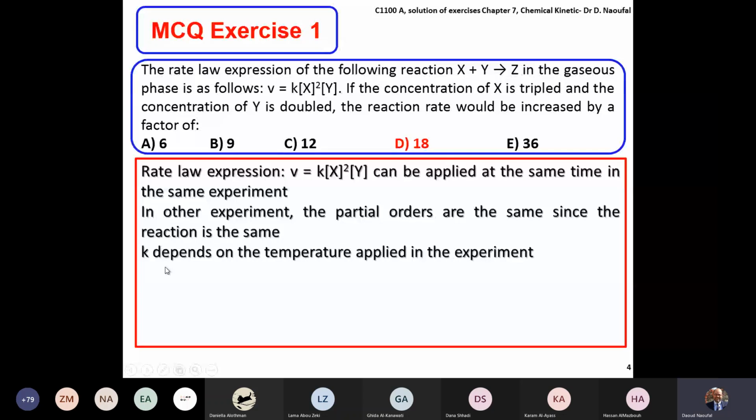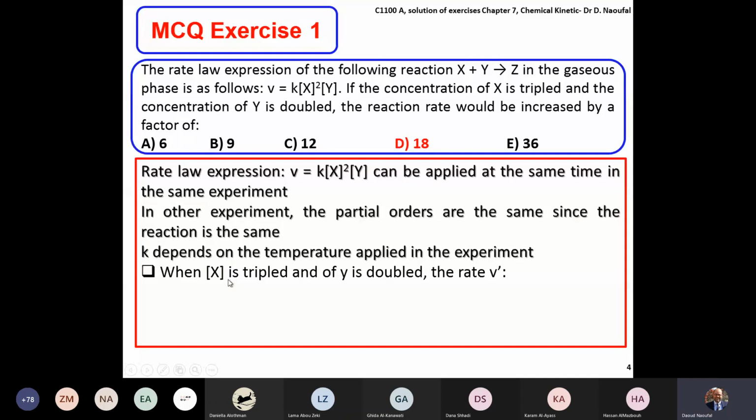Okay, I explain. I did not answer the question till now. I explain what the rate law expression is. K depends on the temperature applied in the same experiment. And since in the same experiment, for the same reaction, when the reaction starts we cannot change the temperature, the temperature of a certain experiment is constant. For this reason, K is called the rate constant.